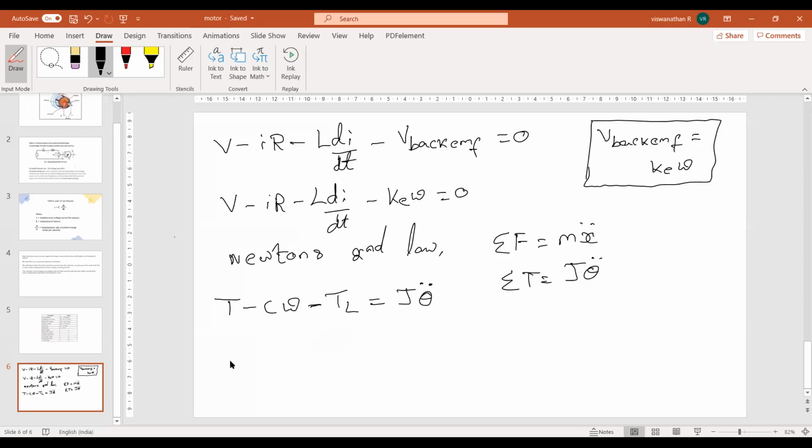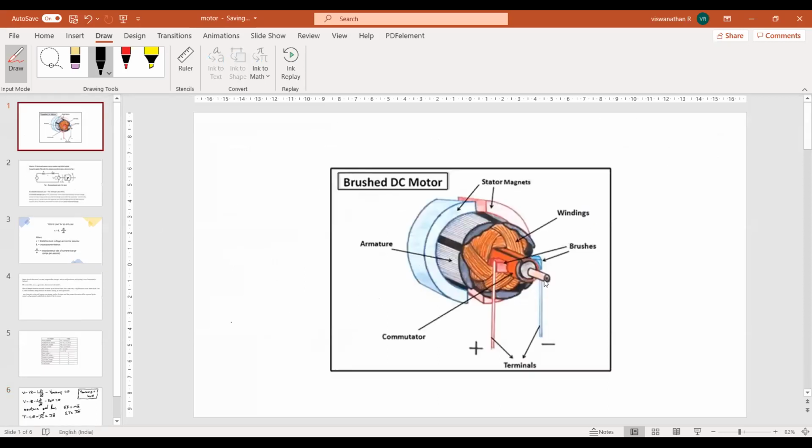Fine. Now I am not applying any load on the motor for now, so I'll put it as 0. I'm not applying any torque, so I'll say it is 0 only. What I'm trying to do is just model this motor alone. I'm not going to use it for something. I'm not connecting anything.